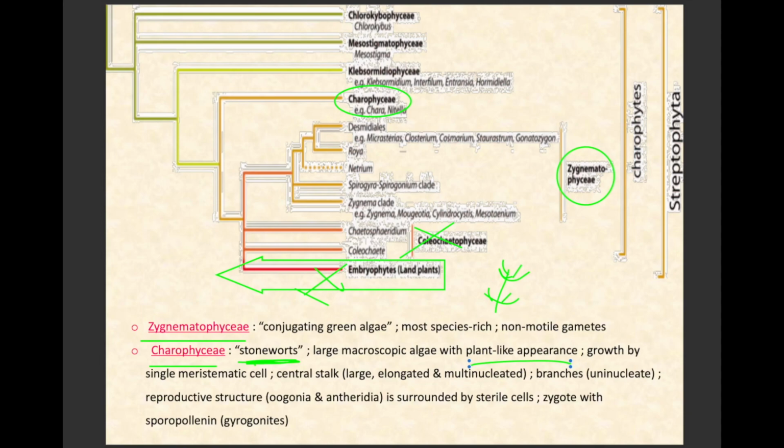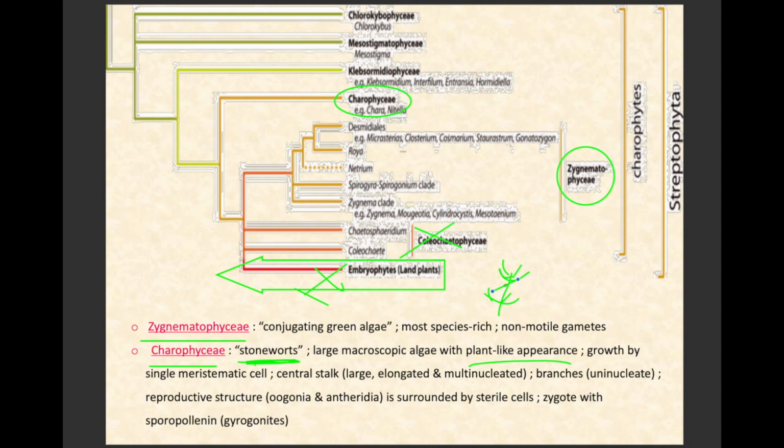Ang growth nila is usually they have a single meristematic cell na nagmumultiply. They have a central stalk na ganyan. Ito yung central stalk nila. This central stalk is large and elongated and usually multinucleated yan. They have branches too na uninucleated.